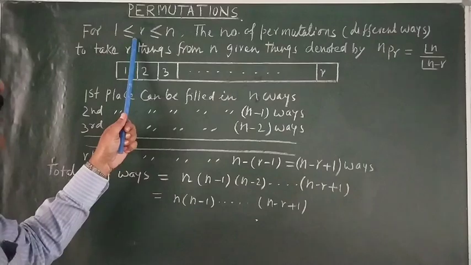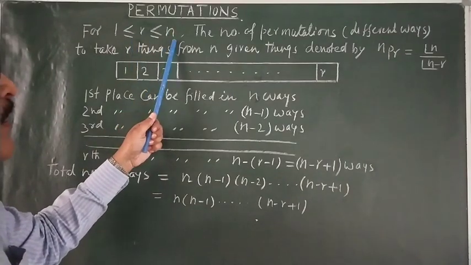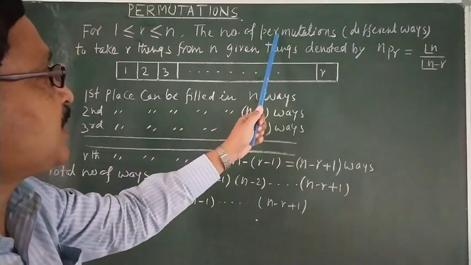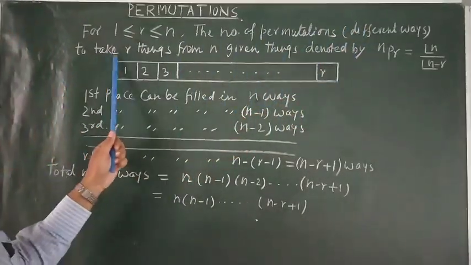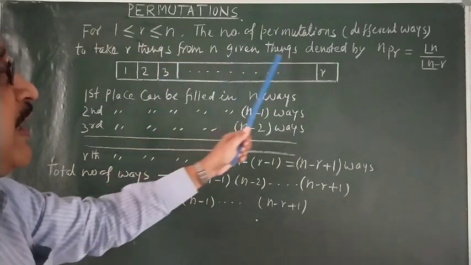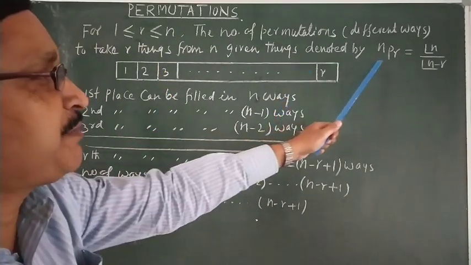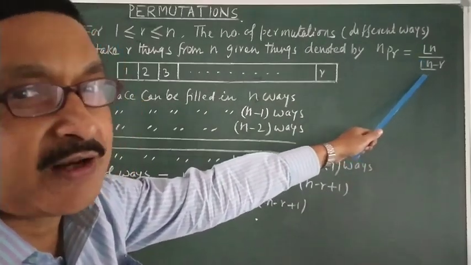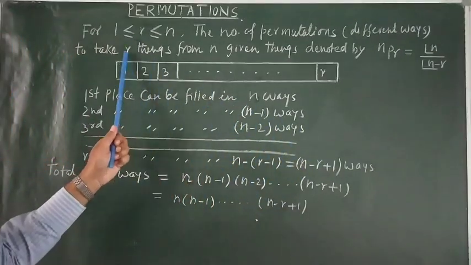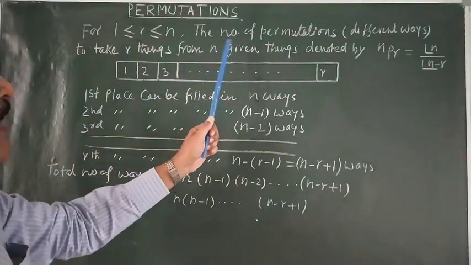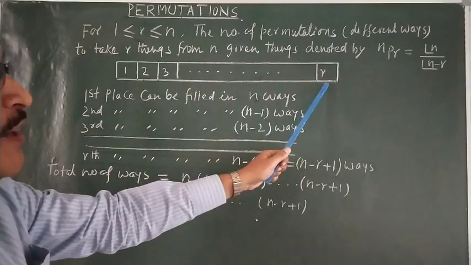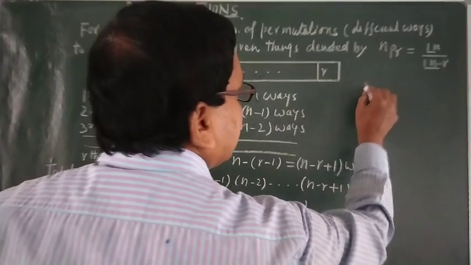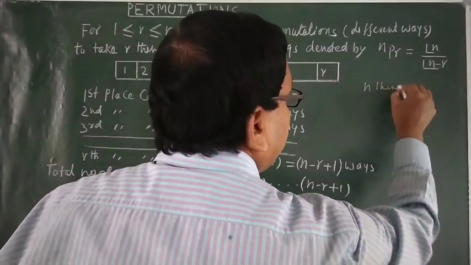For 1 is smaller than or equal to r is smaller than or equal to n, the number of permutations means the different ways to take r things from n given things, denoted by nPr. The value is factorial n divided by factorial n minus r. How is this possible? You have to select r things from n given things. There are r places, 1, 2, 3, and the available things are n.